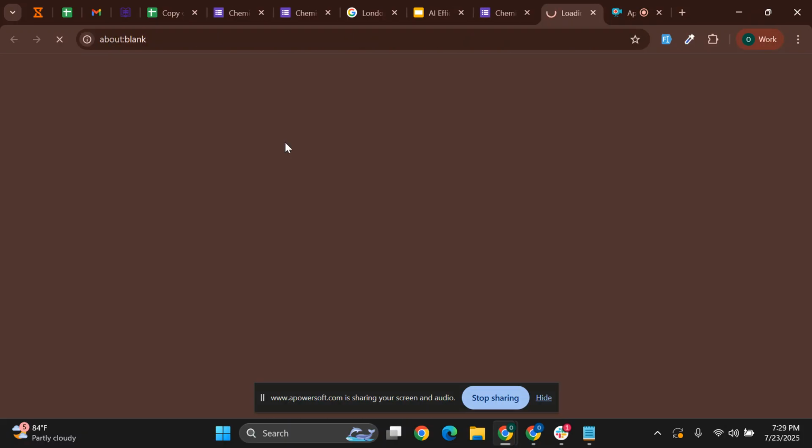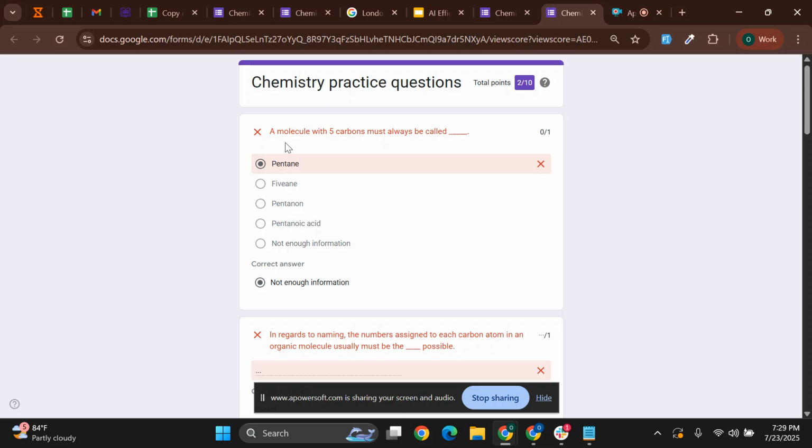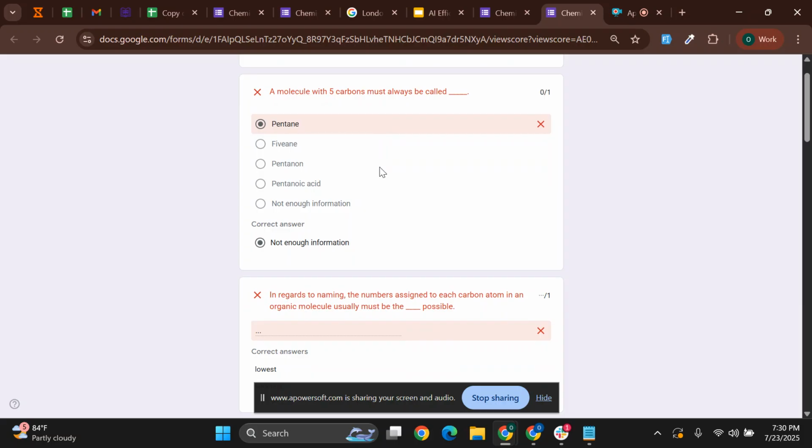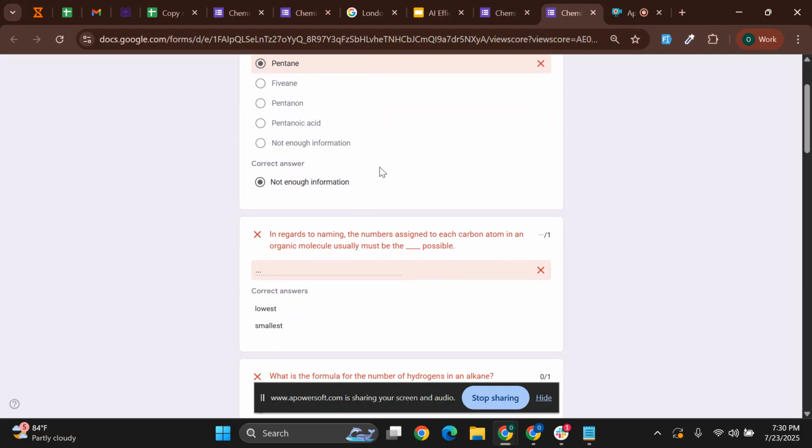So let's view the score. A molecule with five carbons must always be called: not enough information. Okay, in regards to naming, numbers assigned.